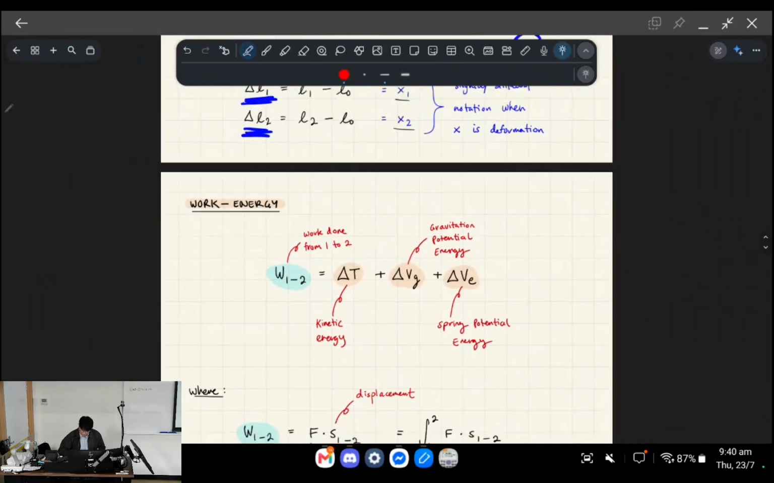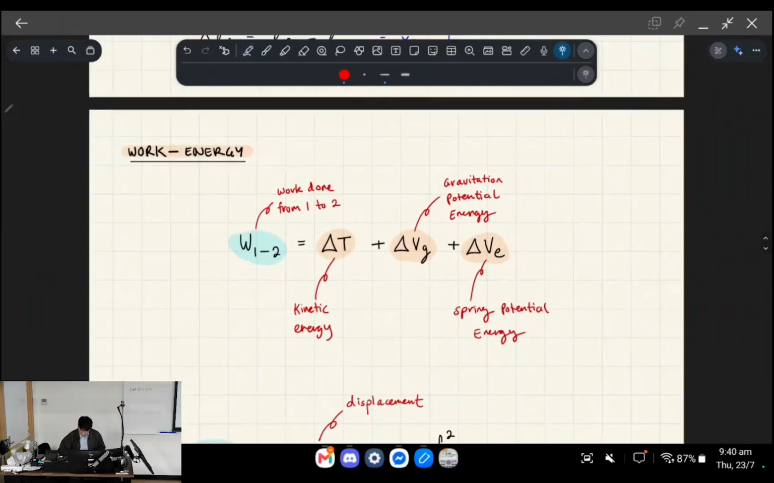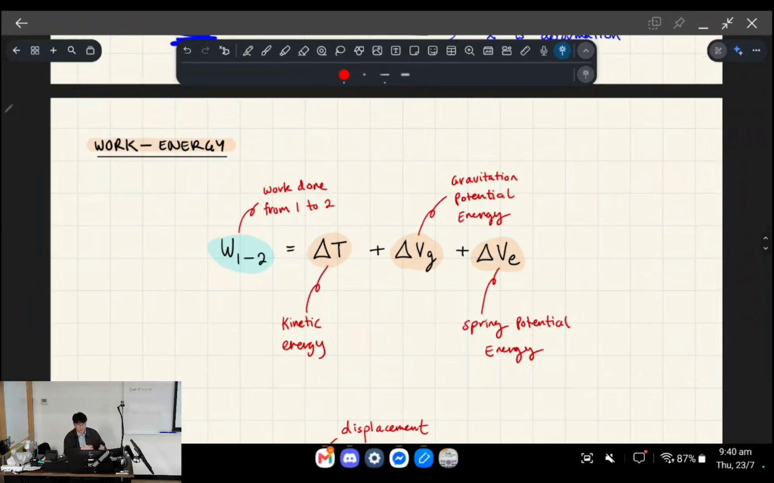Okay, next is work energy. So you may have seen this formula in physics, but you may have seen it represented by different letters. So in this workshop and in my class, these will be the variable names. Okay, so W stands for work, and it's the work done from state 1 to 2. So work is the change in energy, right? So you need 2 reference points: the first state and the second state in time or energy. Okay, and then it's the sum of these different components.